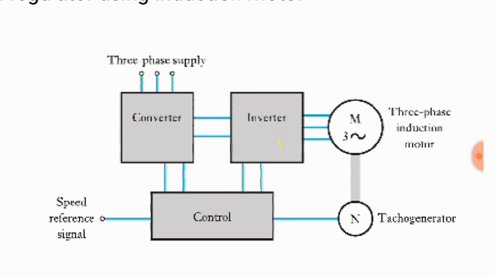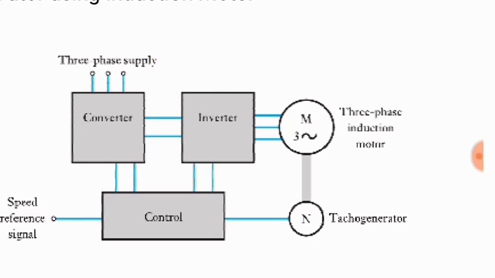For this speed regulator, there are mainly two inputs. The first one is the three-phase supply, and the other is the speed reference signal. So the purpose of the speed regulator is to set the output speed of the induction motor at a particular value. That particular value is given as the speed reference signal to the control block.